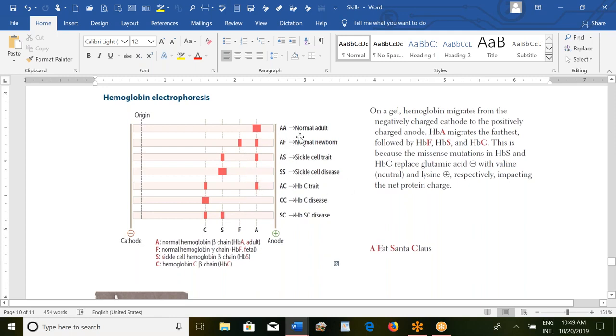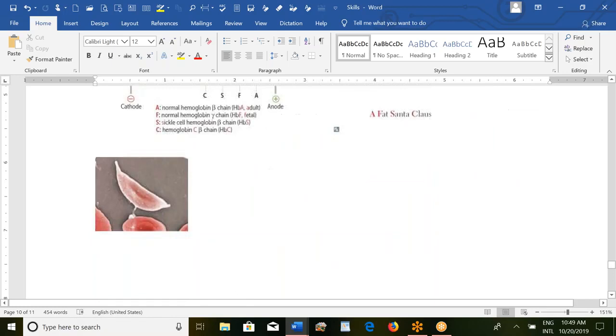Just remember this one, and remember these combinations, because if in the exam, even in the short cases, they tell you that the hemoglobin electrophoresis was done and found to be AS or SS, then you should know at least what exactly they want you to talk about. So what do we see here?